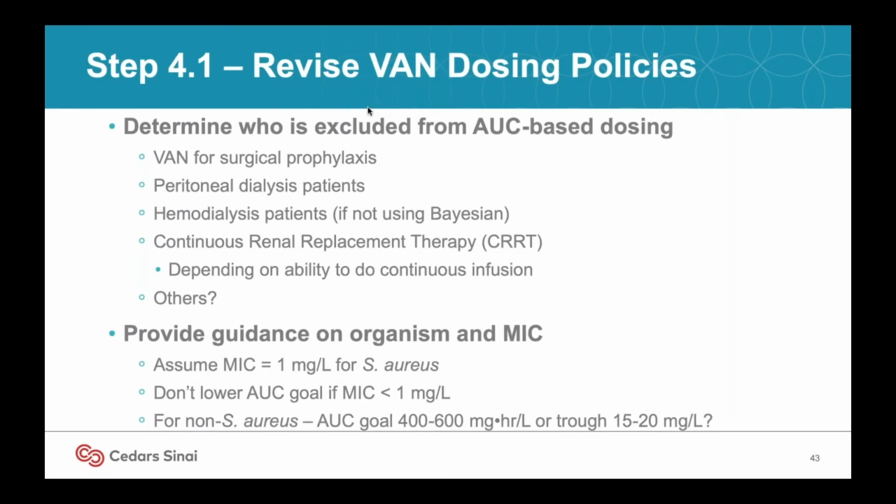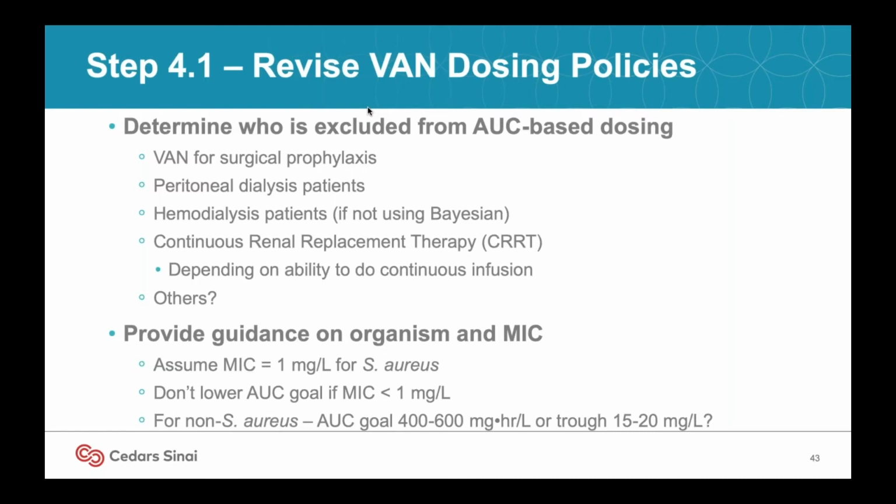Once the initial planning phases have successfully been completed and we have our key stakeholder buy-in, we need to think about revising our dosing policies. Do we need to have any exclusion for AUC-based dosing? I have some key groups that we might want to exclude listed on the slide, though this may vary depending on the AUC methods that are being employed.